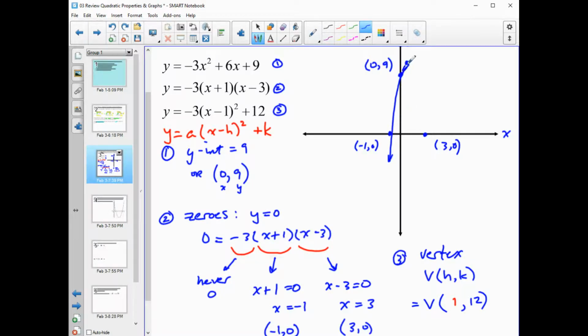This is really coming down to my lack of dexterity or coordination with this, working with this tablet. Okay, so that's something that's at least passable here. And there is my sketch of my parabola, using information from all three forms of the equations.